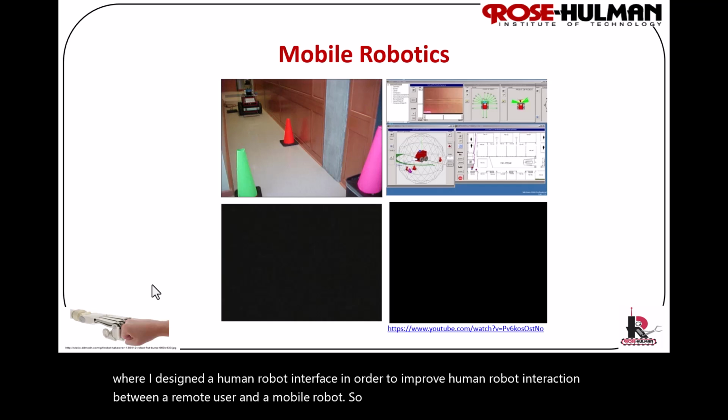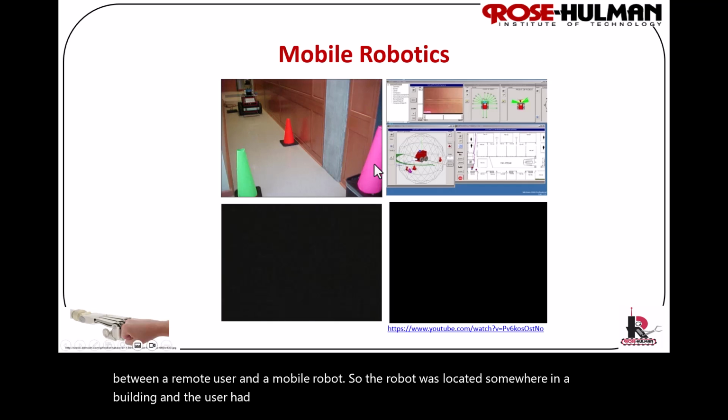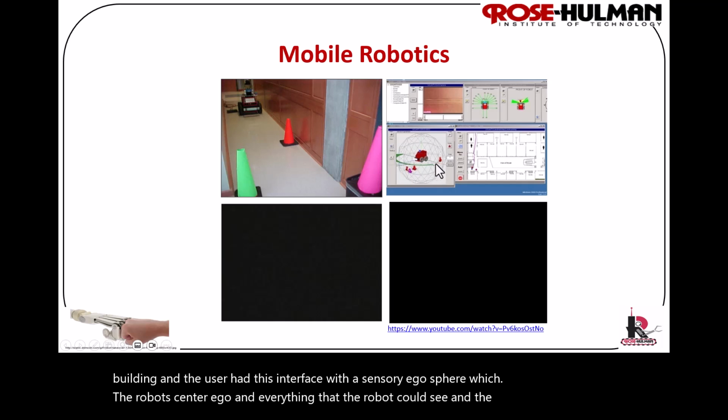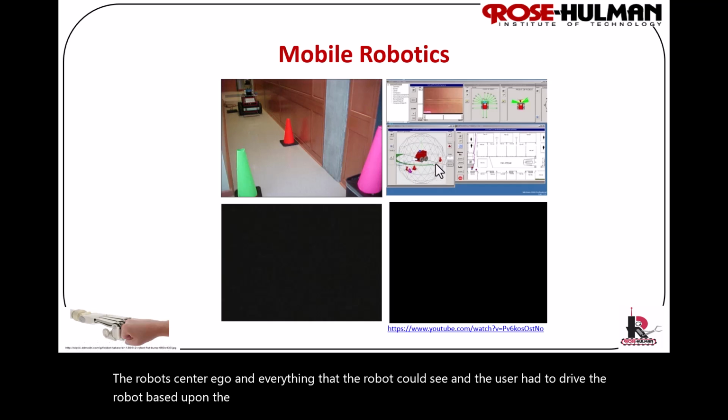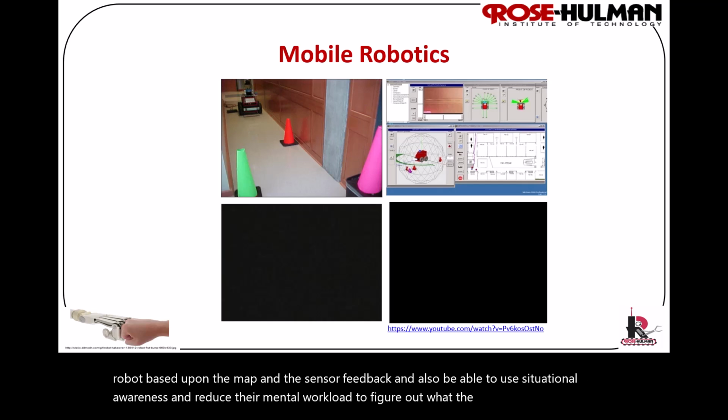So the robot was located somewhere in a building, and the user had this interface with a sensory egosphere, which represents the robot's center ego and everything that the robot could see. And the user had to drive the robot based upon the map and the sensor feedback, and also be able to use situational awareness and reduce their mental workload to figure out what the robot could see and do.